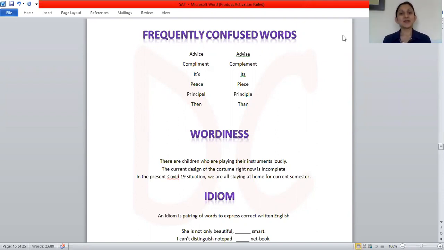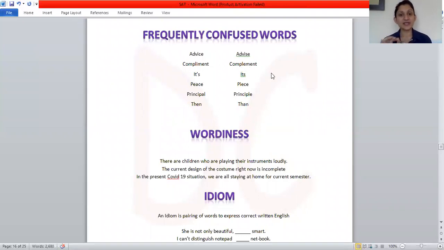Now, let's look at the frequently confused words. What happens in SAT is that you are sometimes so much in your quick read approach that you forget that one word that sounds exactly like another word can mean something totally different. For example, the first word, look over here, advice and advise. They are totally different words. Compliment with an I and complement with an E. Like you compliment somebody with an I, like you say you're good, but Coke complements pizza. So that's complement with an E.